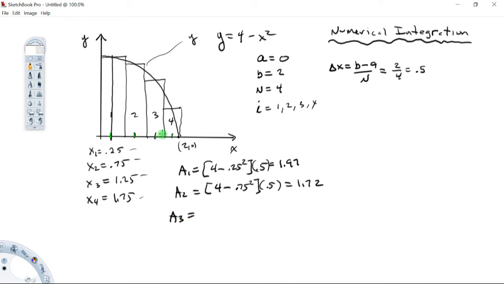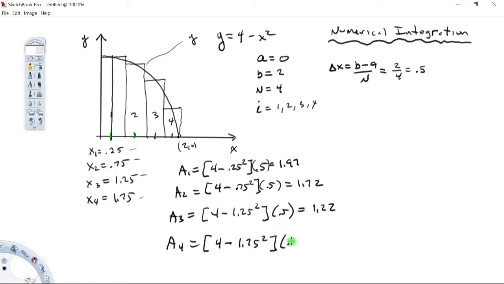Area 3, that's this stuff, we're going to get by the function value applied right there. So that's going to be 4 minus 1.25 squared times 0.5. And again, that's length times width. I get 1.22 out of that. Area 4, that's this guy right here. We're going to need the function value, 4 minus 1.75 squared, times the width of the rectangle, 0.5. That's going to give us 0.469.